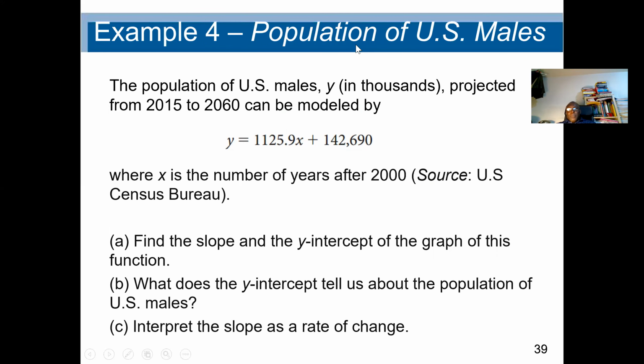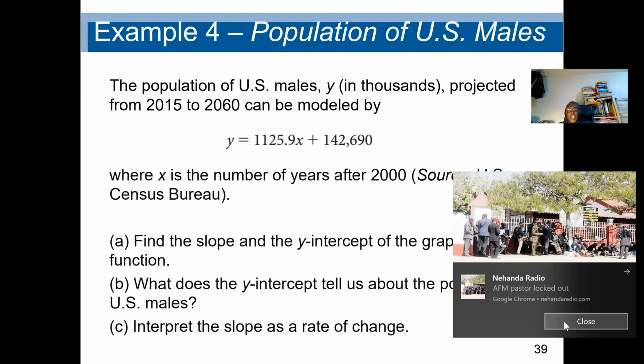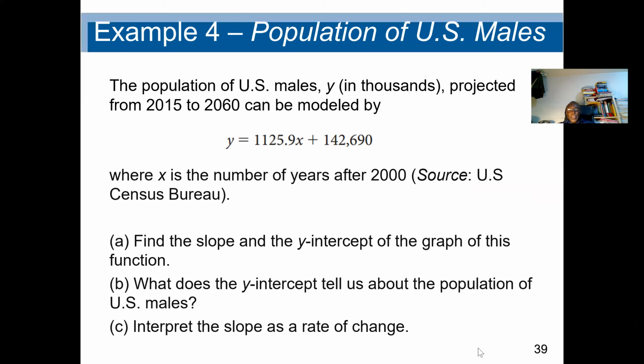So here we want to apply our linear equation to an application. Here we have the population of US males, given to us based on a model. This is a linear model. They say the population of US males, y in thousands, projected from 2015 to 2016 can be modeled as this, where x is the number of years after 2000. Find the slope and also the y-intercept.